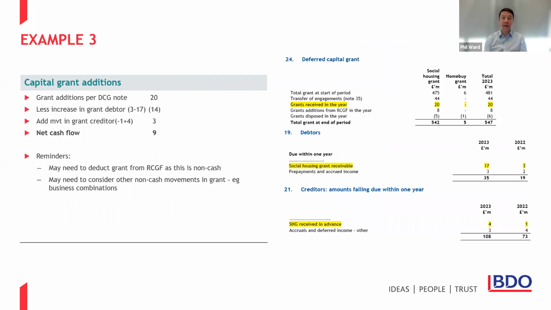Capital grant additions, again, a big cash flow in the year, and it's really easy to get wrong. But again, most of the figures come from notes to the accounts. So our starting point here is the deferred capital grant note. You can see that on the right hand side, we've got a grant received in the year figure of 20. So we're starting with that as a cash inflow.